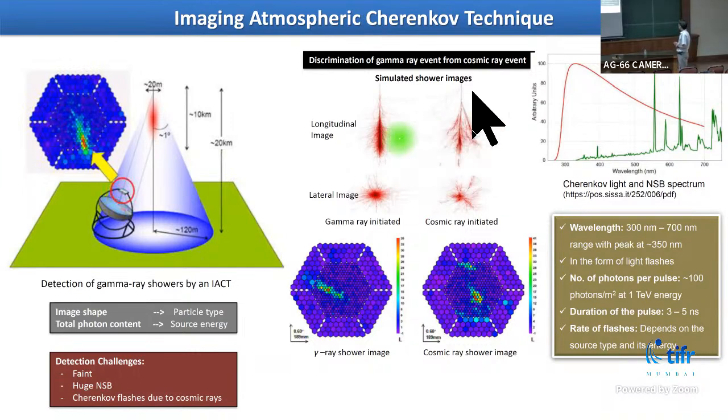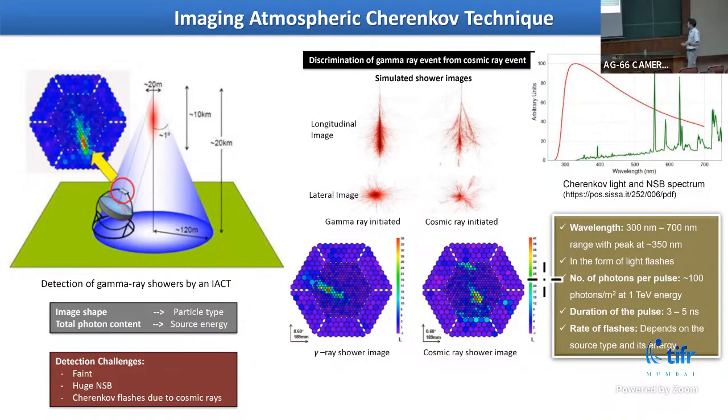So this is the Cherenkov light and NSB spectrum produced by this interaction. The wavelength varies from 300 to 700 nanometer and peaks at about 350 nanometer. This light reaches the Earth in the form of light flashes, and it is not continuous. The light is very faint, and the number of photons per pulse is about 100 photons per meter square at 1 TeV energy.